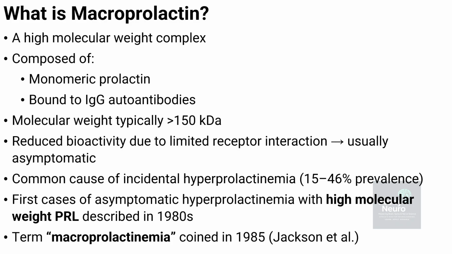This form of prolactin is one of the most common reasons for incidental hyperprolactinemia discovered on routine blood testing, accounting for a substantial proportion of cases, often quoted in the range of about 15 to nearly 50%, depending on the population studied. The phenomenon of asymptomatic hyperprolactinemia associated with high molecular weight prolactin was first recognized in the 1980s, and the term macroprolactinemia was formally introduced in the mid-1980s. Since then, it has become an important concept in endocrine practice because recognizing it helps clinicians avoid unnecessary imaging, treatment, and patient anxiety.